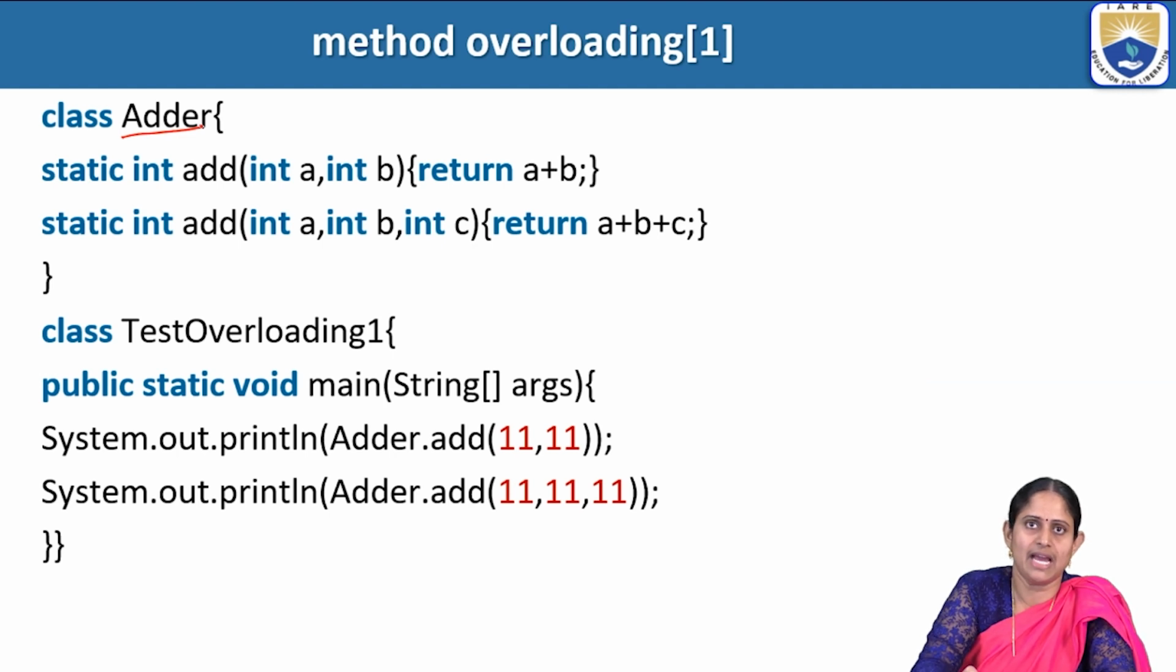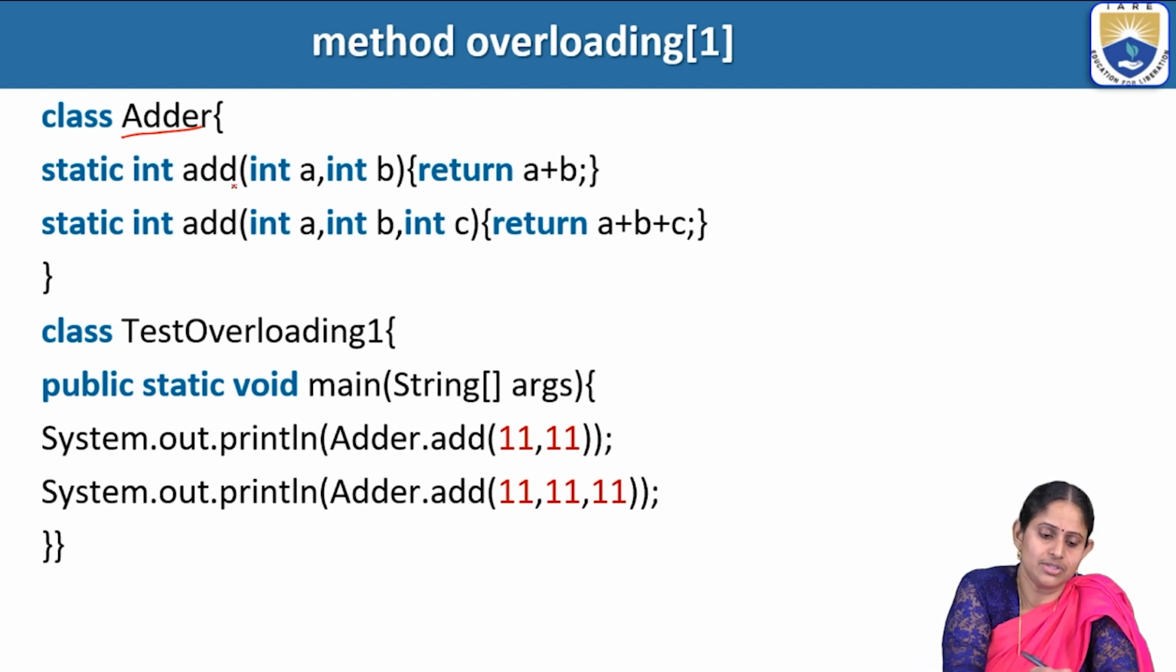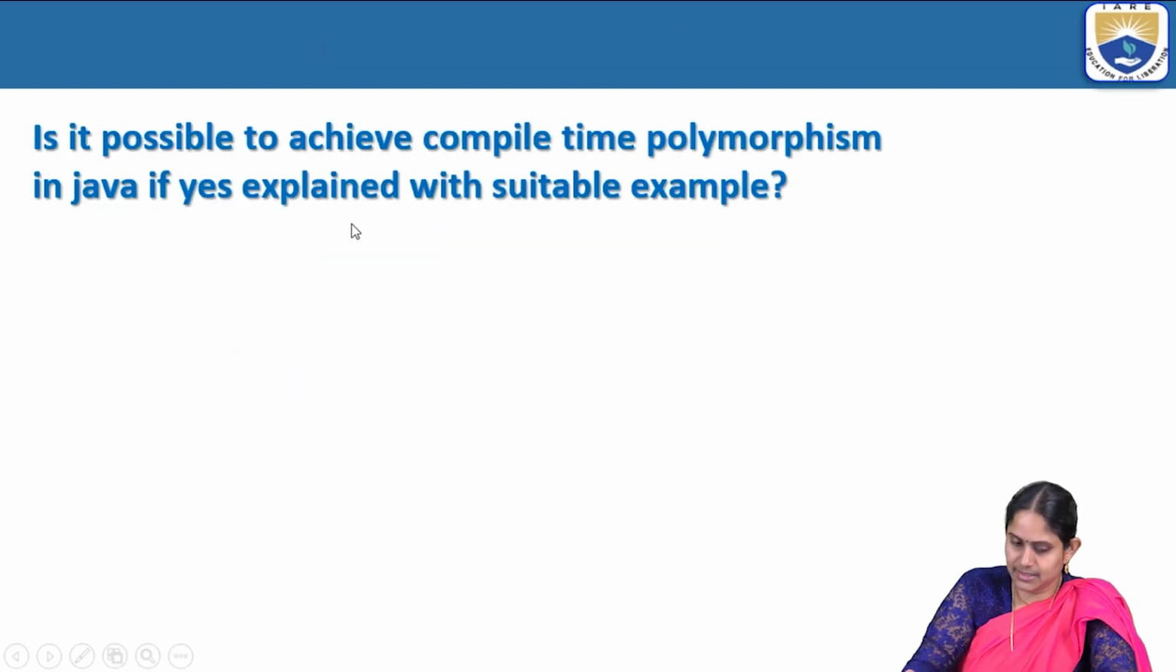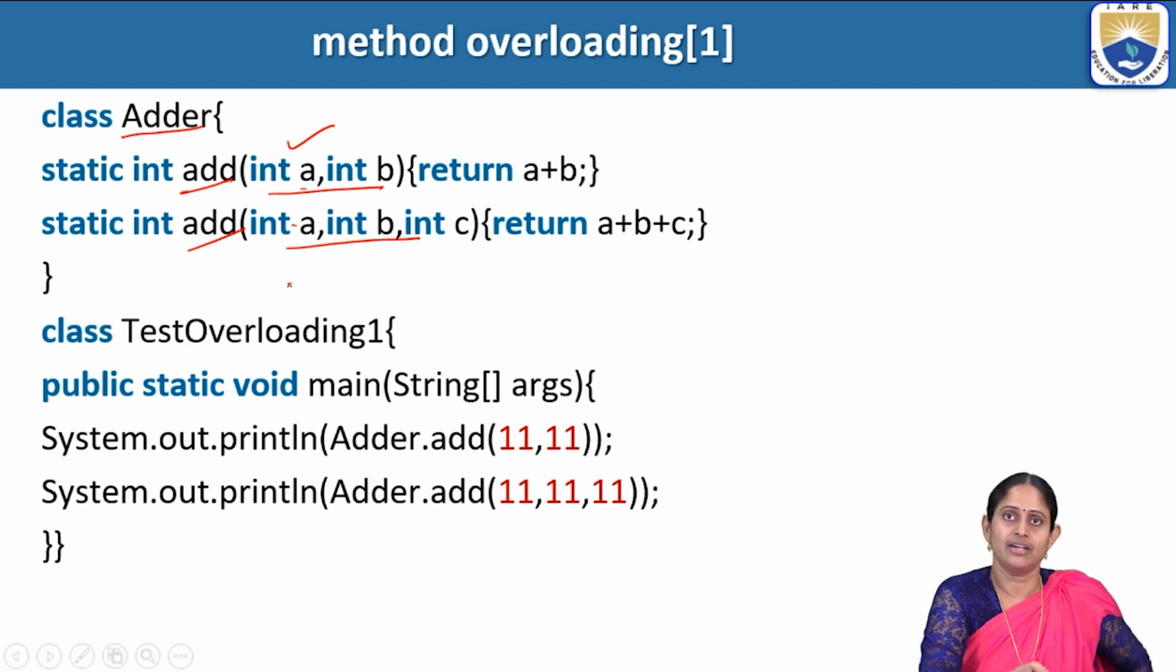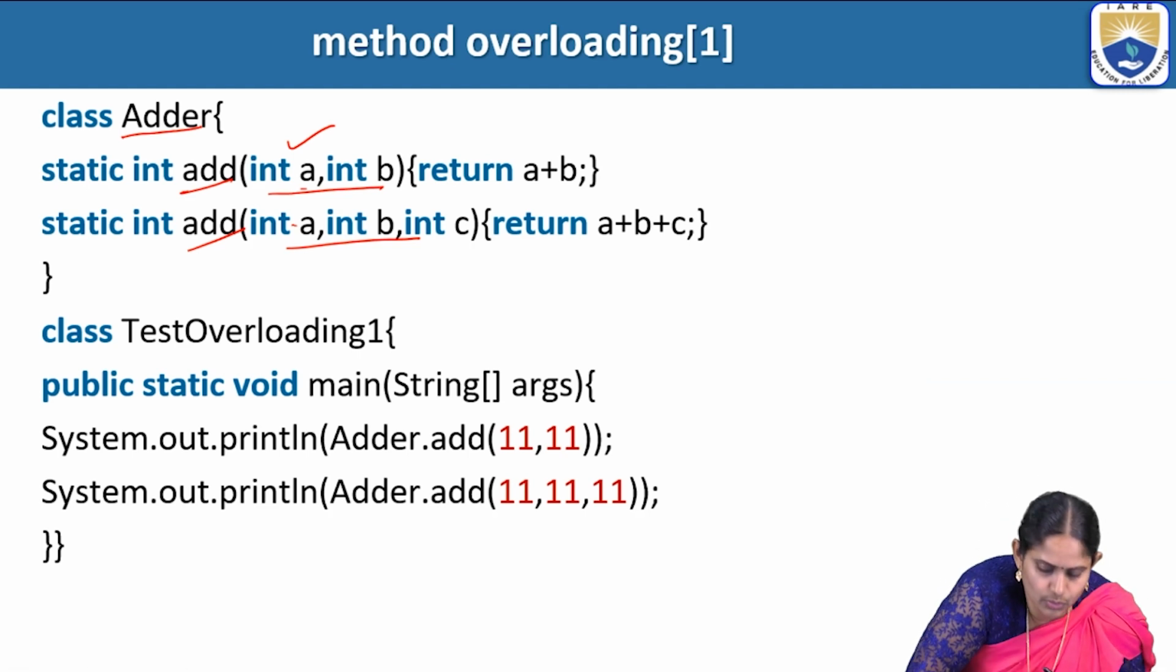We have a class named Adder. There are two methods with the same name but different signatures. The first add has only two integer variables, but the second takes three integer variables. So the number of parameters passed and the type of the parameters passed can be different in case of method overloading.